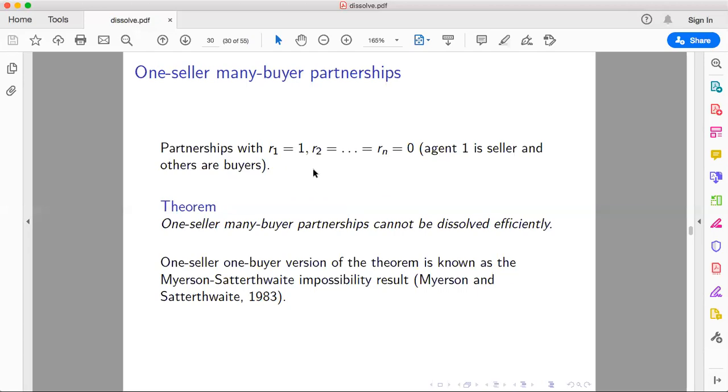If I want to do a Vickrey auction with all the N agents, what should I do? I should ask everyone to announce their value. The highest bidder gets the object, so that might be the seller himself. And he pays the amount of the second highest bidder.